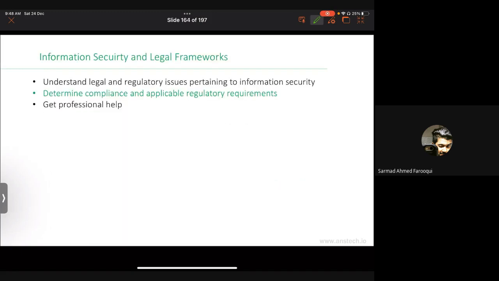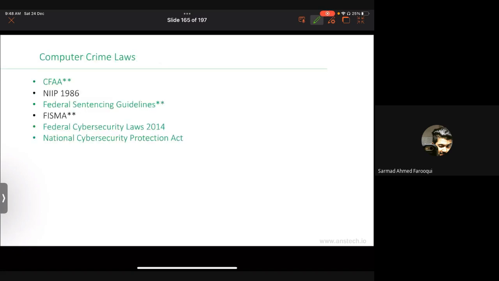So in this chapter, we will understand how information security and legal frameworks gel with each other. Now the first amongst them is the computer crime laws. I've starred them. Starred means these are the ones which are important and generally asked. We will be going through these few laws, which are primarily US laws, out of which some do get asked in the exam.